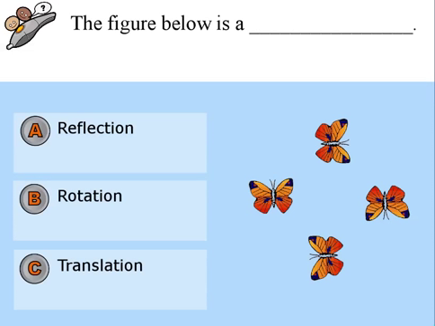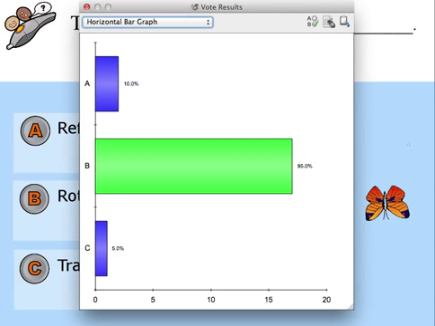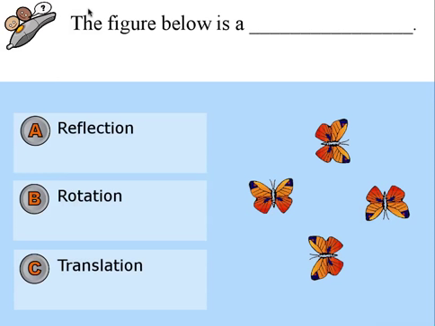And then, if you look at this next one, what is that? The figure below is A. What is that? A reflection, a rotation, or a translation? A, B, or C? Okay, B, nice job. It's a rotation because if you notice how the butterflies travel, it's like they're traveling around the edge of a clock.